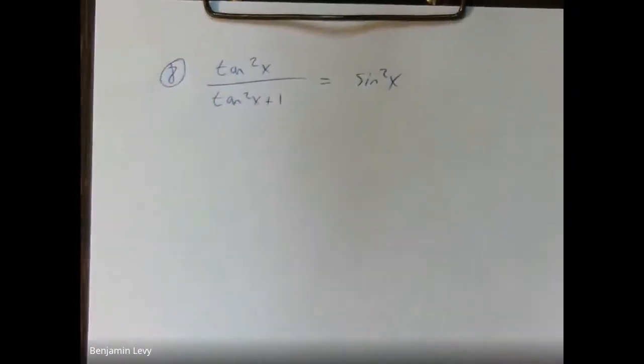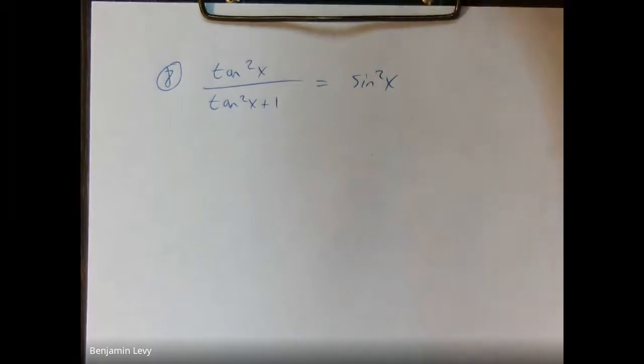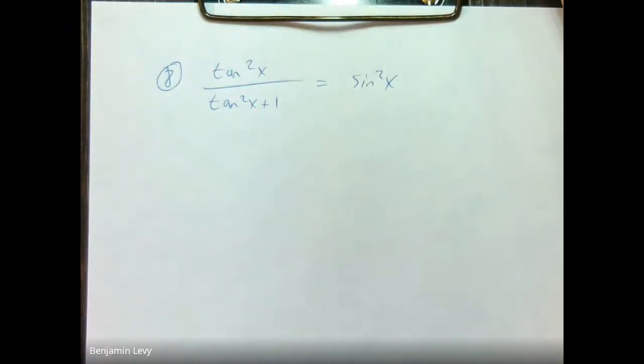All right, so number 8 says this. Starting to get dark out here. It's starting to rain almost. Almost raining out. Maybe it is raining. Can't really tell.